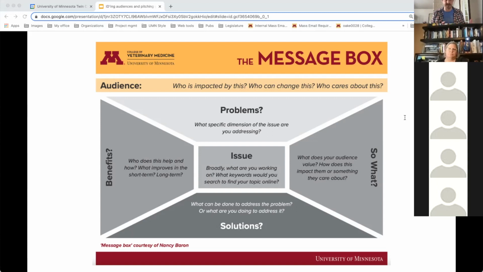And one thing you'll see missing from this message box is any reference to methods. And that's intentional. For the most part, nobody really cares about how you're going about it, except for people who really understand what you're doing. So unless the methods are super relevant, there's probably not a need to include them in your message box. That's not to say they're not important. Of course they're important, but for the most part, audiences don't need to know how the sausage is made, I guess, all the time.